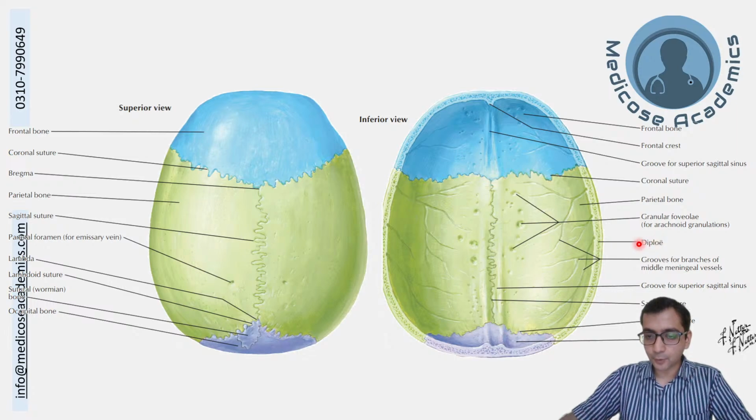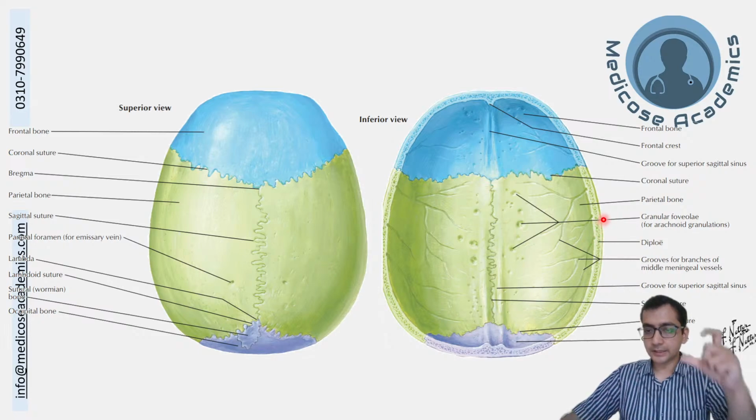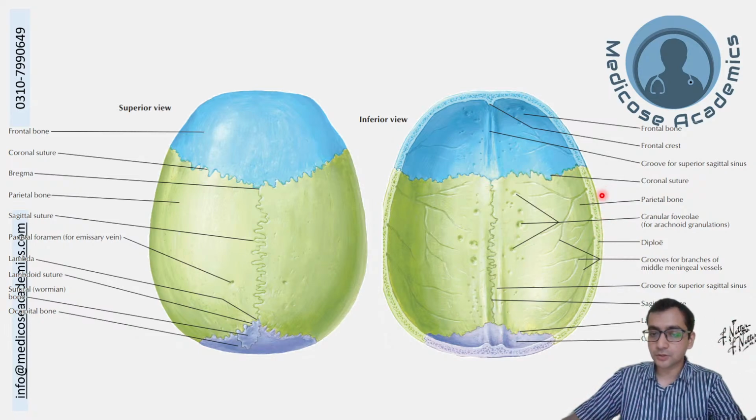Diploe. Here it is written, diploid. So the diploe lies between the two tables on the sides, giving you a sandwich-like structure, in which compact bone is on the sides and spongy bone is in the middle.